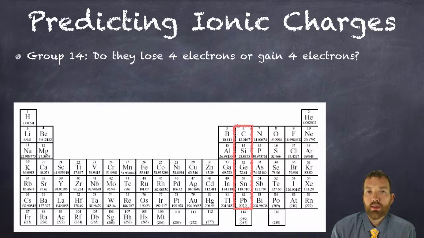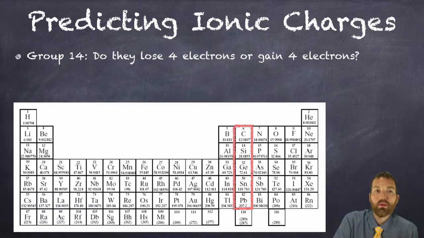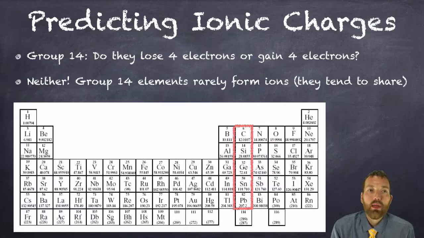Group 14, so we have a choice here. Everything is trying to be like a noble gas. These took the easiest route. They lost 1 or 2 or 3. That was easier than gaining 7 or 6 or 5. But now we have a choice. I could lose 1, 2, 3, 4 to become like helium if I was carbon, or I could gain 1, 2, 3, 4. Which one is it? The answer is neither. Group 14 elements rarely form ions. They tend to share electrons and form covalent bonds.